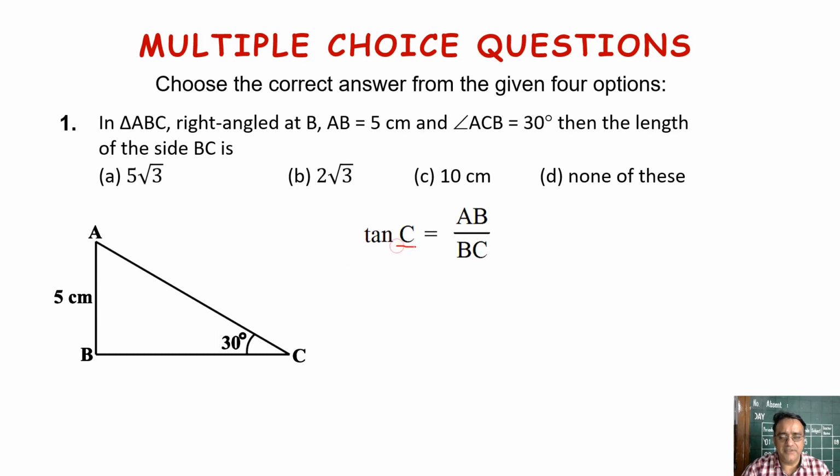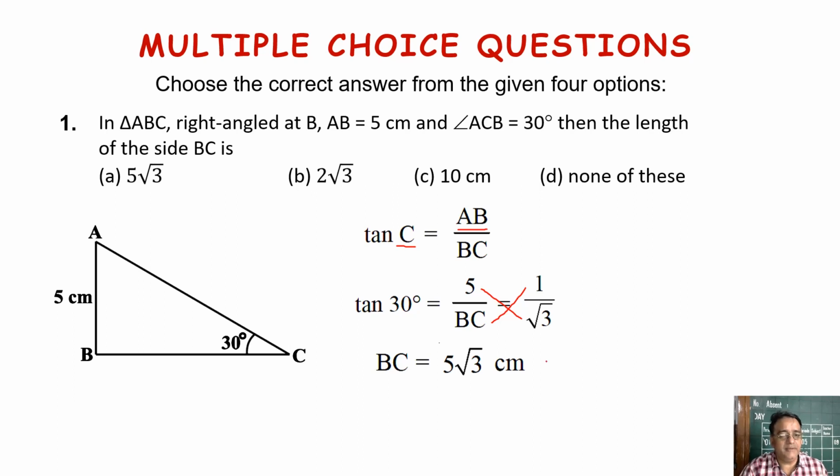And the angle C is given 30 degree and AB is 5. What is tan 30 degree? 1 by root 3. So tan 30 degree is equals to 5 upon BC is equals to 1 upon root 3. Now if we do the cross multiplication, what you will get BC? Right, 5 root 3. So which option is the correct one? Option A, right. So this is the first question.